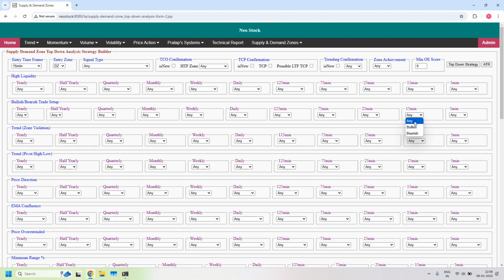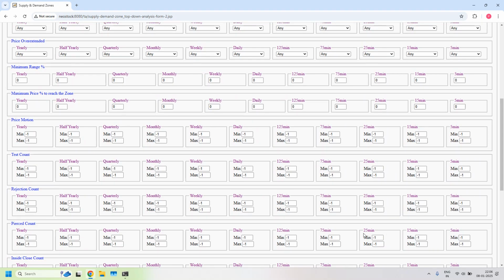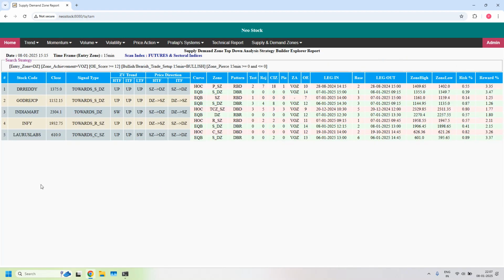or bearish trade setup at 15 minutes time frame. I am selecting bullish, and this 15 minutes demand zone should not be pierced. So at 15 minutes time frame, I am setting minimum value 0, maximum value 0. Zone achievement violated, opposing zone, minimum order enhances score 12. Let's filter the stocks. We got 5 stocks. These 5 are bullish trade setup for daily income trade. Entry time frame 15 minutes, demand zones.